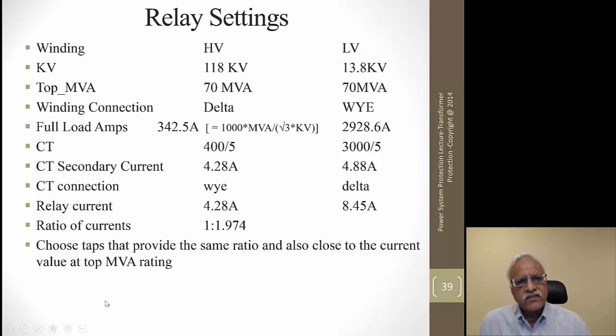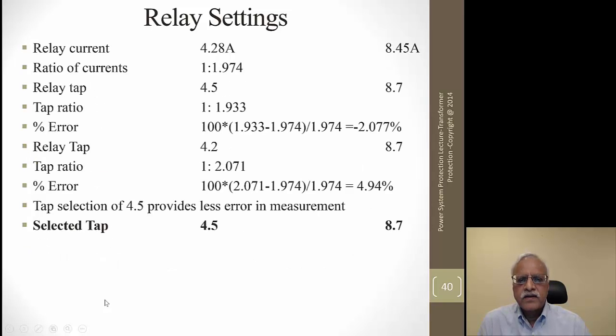Now this relay has got a ratio tap. So you select the taps in such a way that the ratio of the taps is the same as the ratio of the currents. If you do this, for the ratio of the currents of 1 to 1.974, you get 1 to 1.93 by selecting a tap of 4.5 for this winding and 8.7 for the low side winding. The error is about 2.77%.